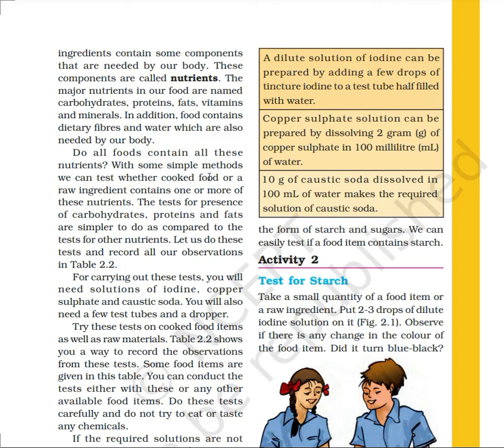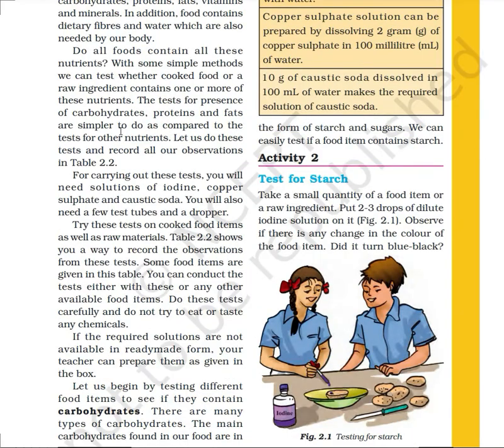So vitamin A cannot be found in it. For some foods there are only some nutrients available in them, and for some foods there are multiple nutrients available in them. Proteins and fats are simpler to do as compared to the tests for other nutrients. Let us do these tests and record all our observations in table 2.2.